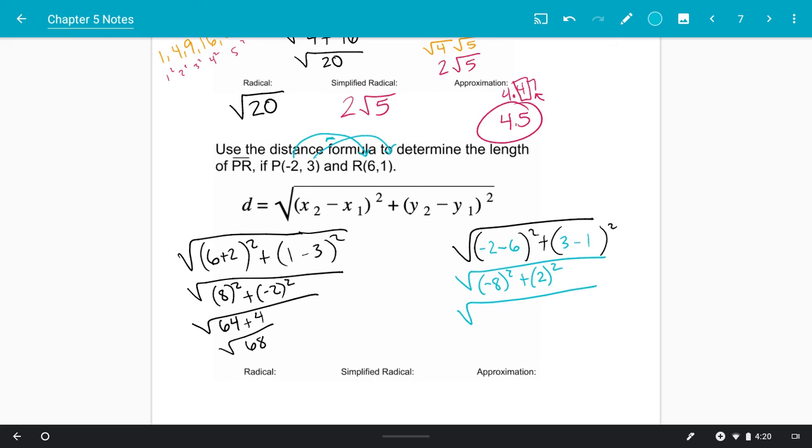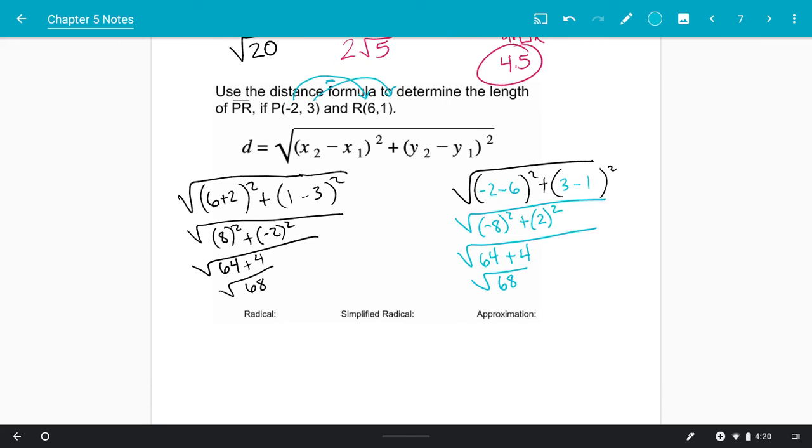Negative 8 squared means negative 8 times negative 8, which is 64. Plus 2 squared means 2 times 2, which is 4. And then again, we get square root 68. So it doesn't matter which direction you go, as long as you go the same direction for both. So our radical is square root 68.